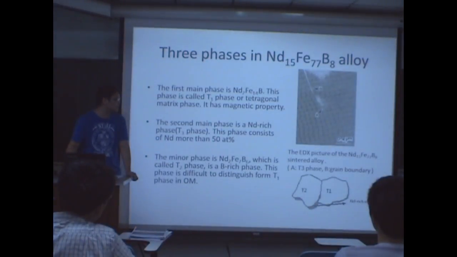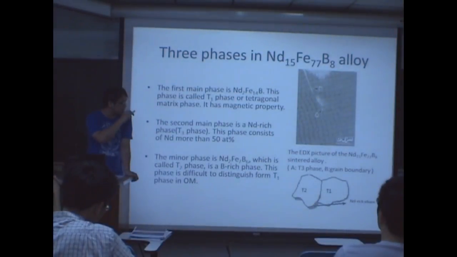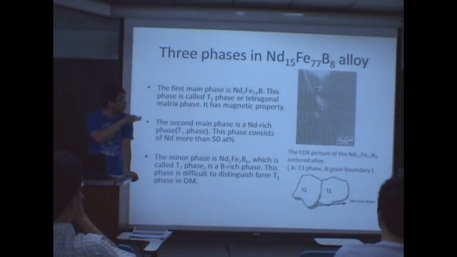The second main phase is the neodymium-rich phase. This phase is also called the T3 phase. And this phase is easy to find along the grain boundary. You can find the index picture. The A point is the T3 phase, and the B point is the grain boundary. The T3 phase grows along the grain boundary.